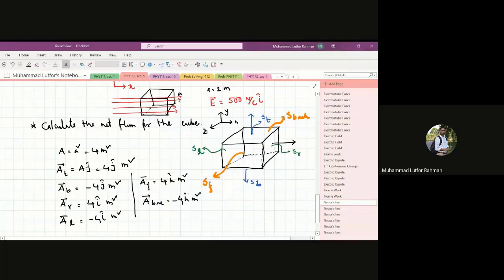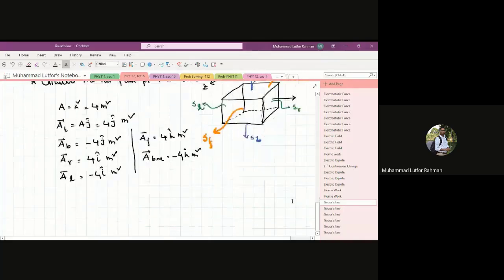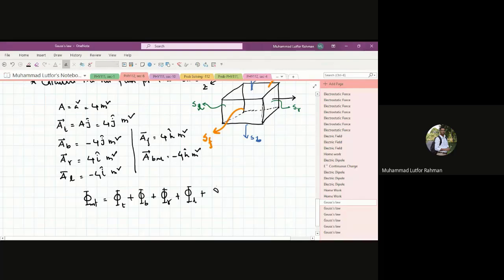I just separated all that area, because what I'm going to do, I'm going to find out that net flux would be algebraic sum of the flux by these 6 surfaces, say top surface plus flux by the bottom surface plus flux by the right surface plus flux by the left surface plus flux by the front surface plus flux by the back surface, right? That would be my total flux, electric flux for this cube.